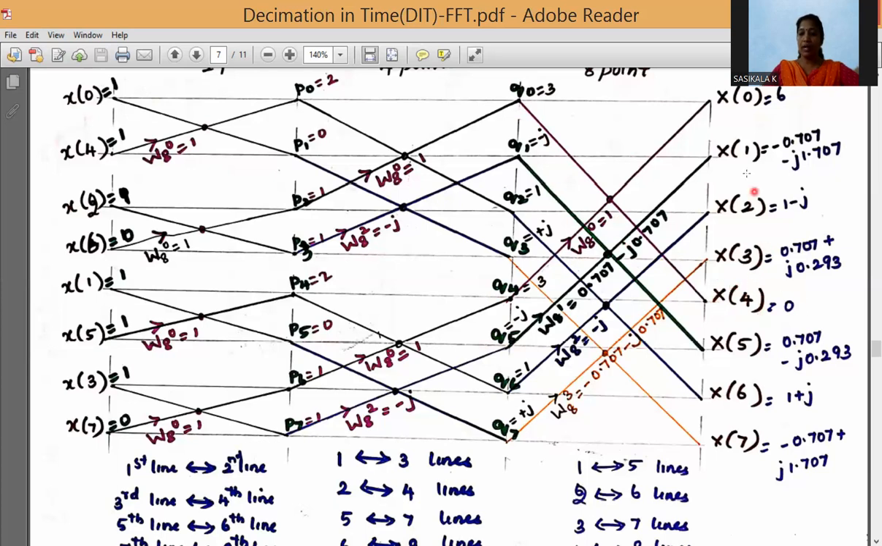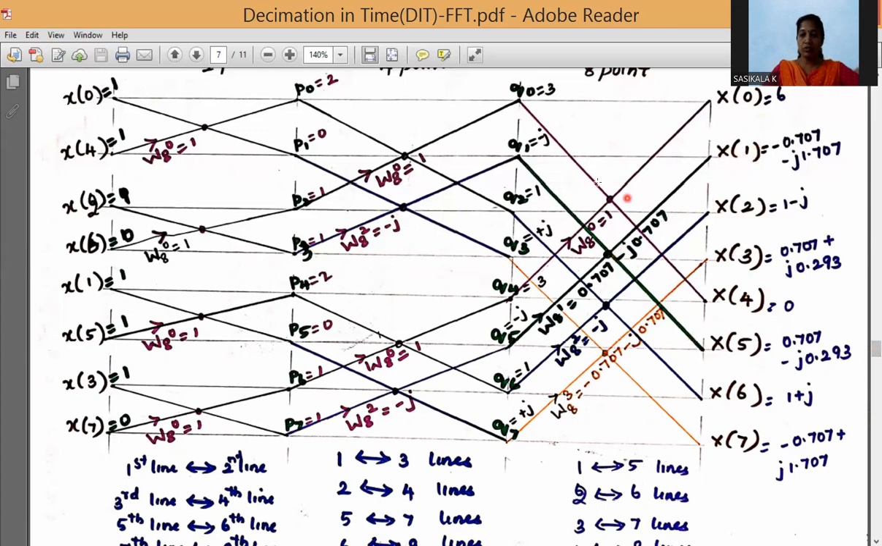Now, we need to find x of 1. What is x of 1? x of 1 is equal to Q1 plus Q5 into W8 power 1. Once you find this x of 1, the other output is x of 5. For x of 5, the inputs are also the same, only the difference is the plus is replaced by minus. Now, you just go and calculate x of 1.